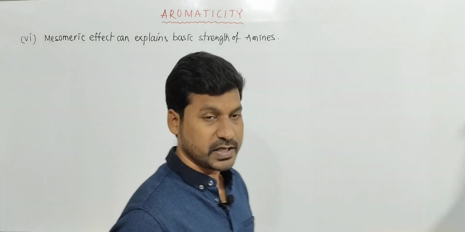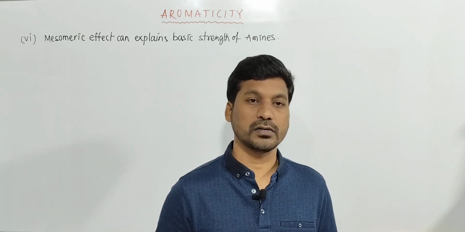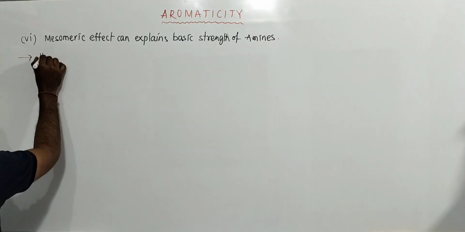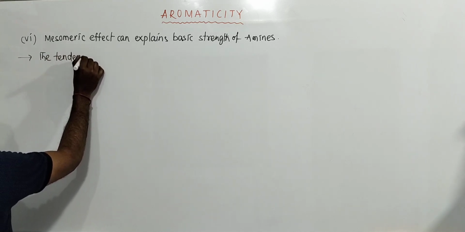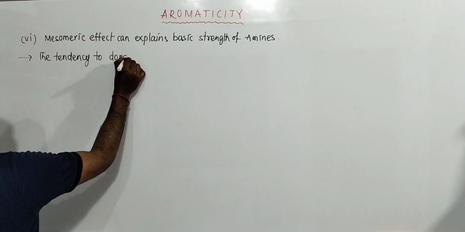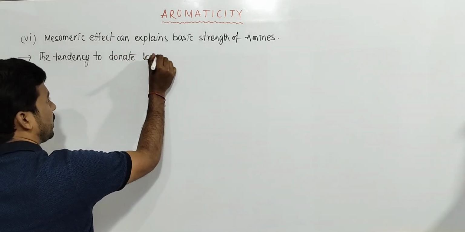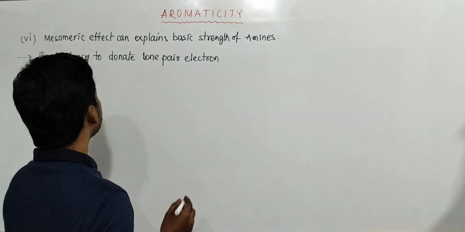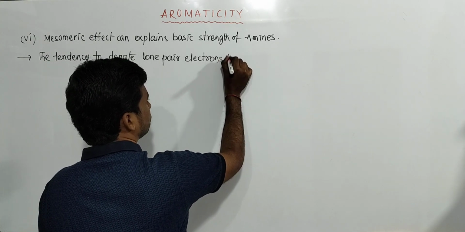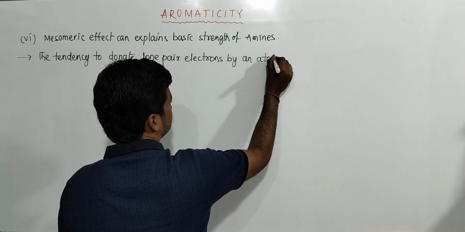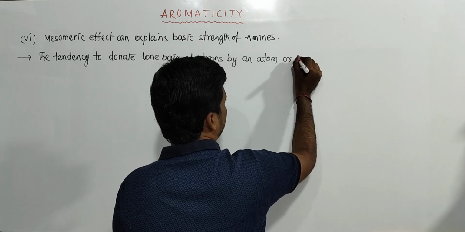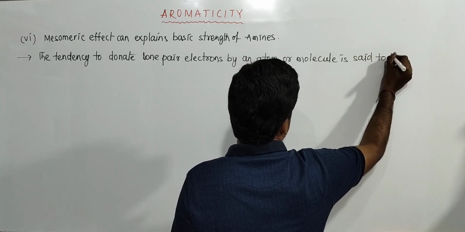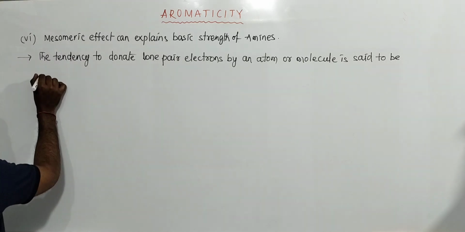So what is basic strength? The tendency to donate lone pair of electrons by an atom or group is said to be basic strength. Lewis acid base concept: the tendency to donate lone pair electrons by an atom or molecule is said to be its basic strength.